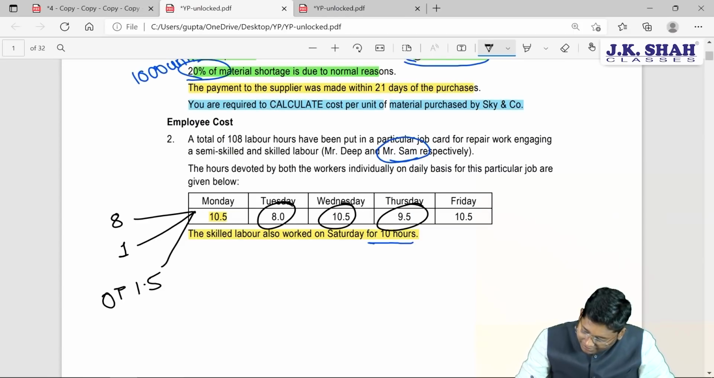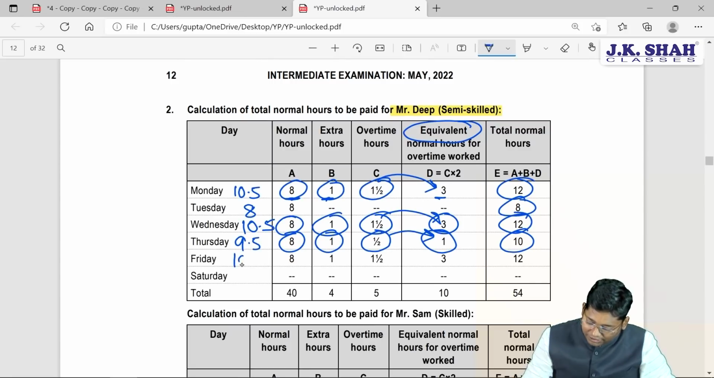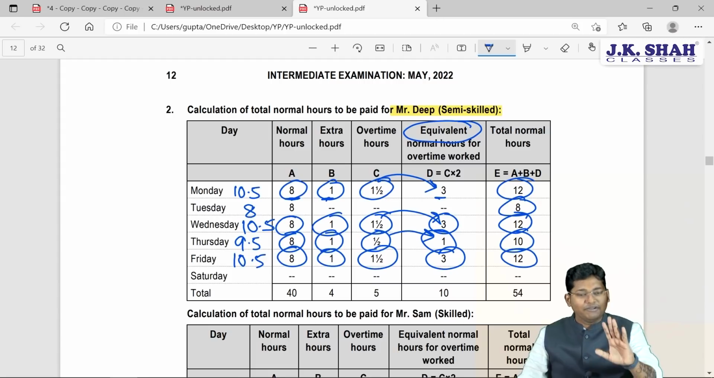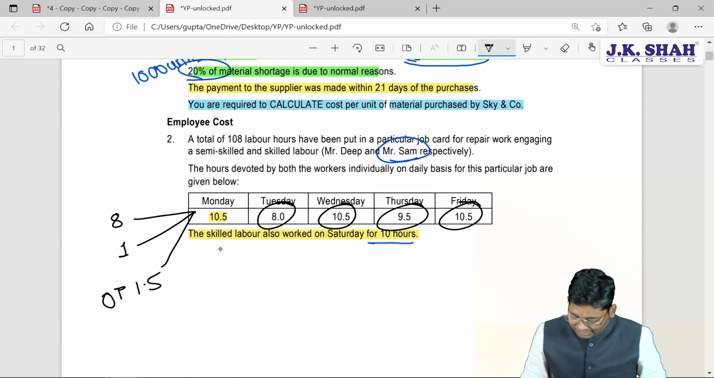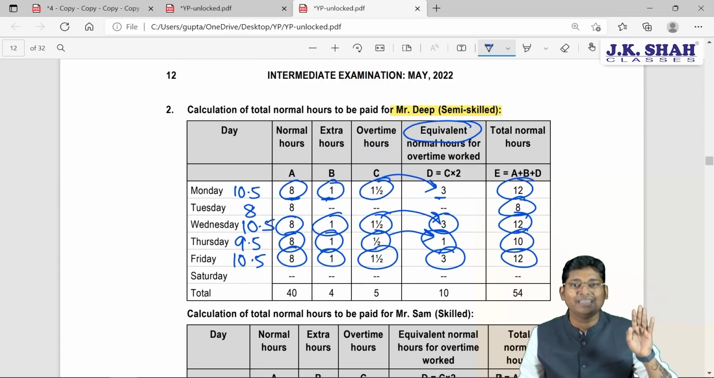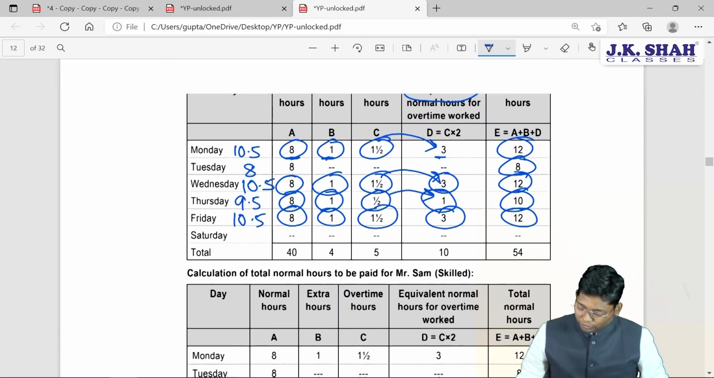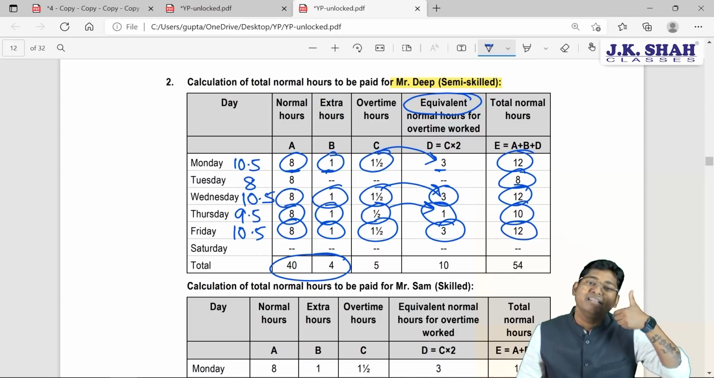Next one is Friday. On Friday, your worker has worked for 10.5 hours, and the same bifurcation for 10.5 hours as far as Deep is concerned is recorded, and Deep is a semi-skilled worker. He is not working on Saturday. You can check that. On Saturday, only the skilled laborer is working. On Saturday, the semi-skilled worker is not working. That's why we have simply added. So if you check, your weekly total is not exceeding 48.